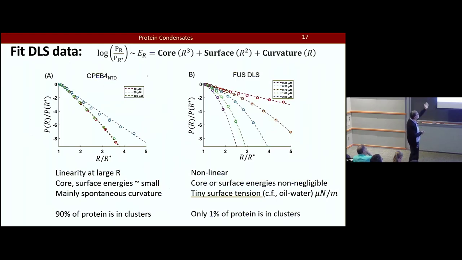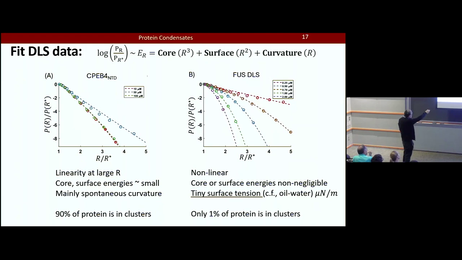We did fits to the light scattering data and also to nanoparticle tracking analysis, and I just don't have the time to tell you in detail about the fits, but I'm happy to talk privately. In the paper in Communications Physics, published very recently, all these fits are there with the discussion. You might just want to note that in the CPEB4, this is the probability over the probability of the peak of the distribution on log scale. So you're taking the log of the Boltzmann factor and you get back the energy.